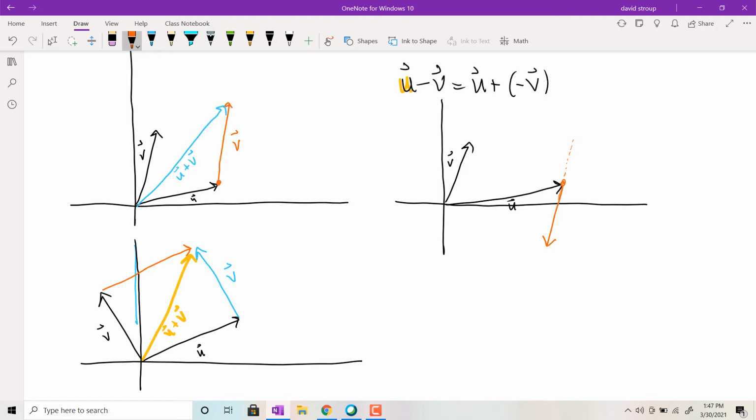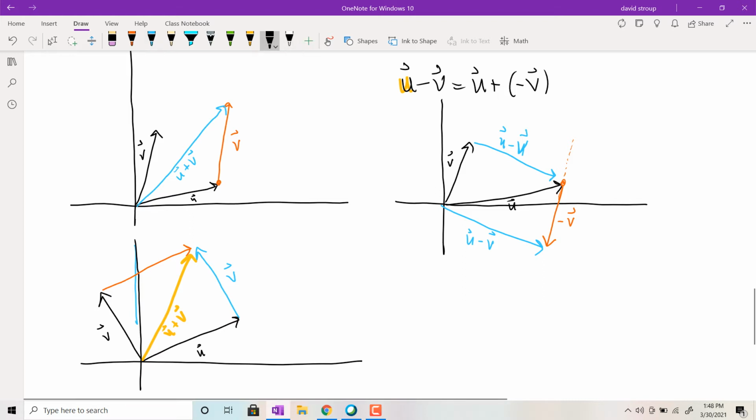And then the difference of u and v, because this is negative v, is the same as the sum would be. So you go from the initial point of vector u to the terminal point of vector negative v. So this would be u minus v. A quick way to do it is to connect the tops of these two vectors together, because if you translated u minus v up, it would attach right here. So this would be u minus v.